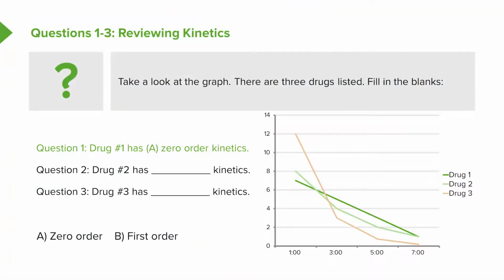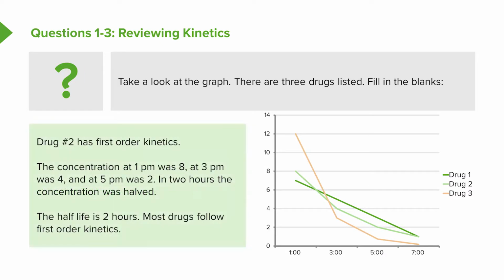That's right, it's zero-order kinetics, and that's because it's a constant rate of elimination over time. What about drug 2, which is the light green drug? That's right, first-order kinetics. And similarly, now that you've got it, drug 3 has first-order kinetics as well. So let's take a look at our answer. Drug number 2 has first-order kinetics because elimination is changing over time. The slope is not constant.